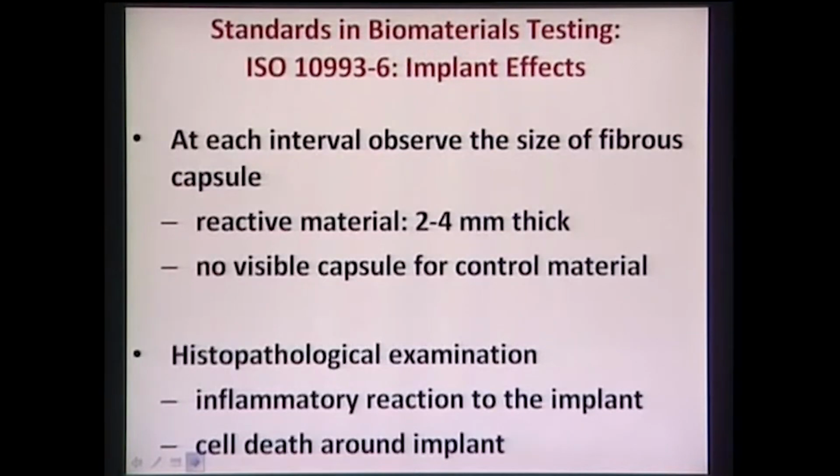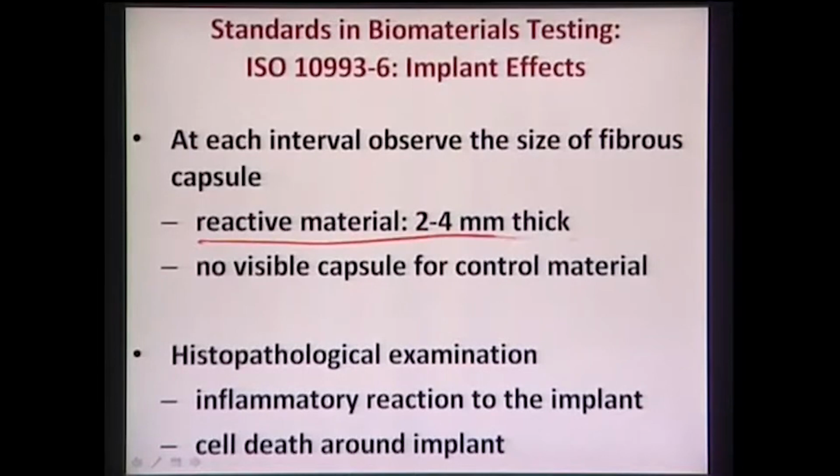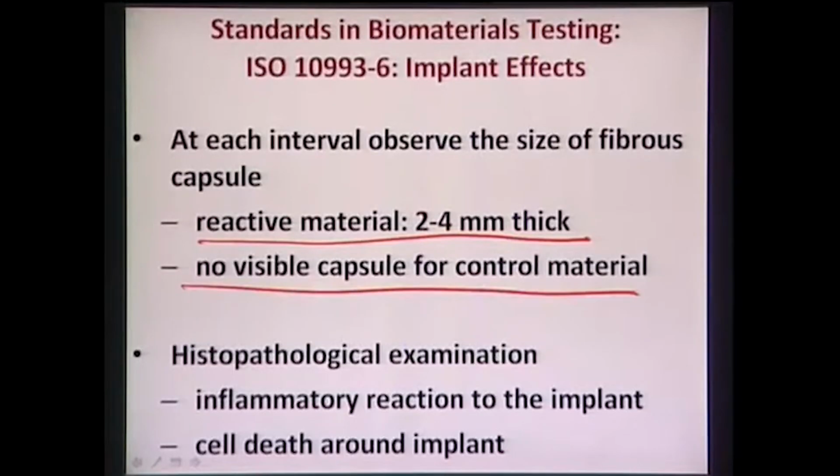Now, at each interval, what would be the interval that you will be observing? That depends on whether it's 1 week, 4 weeks, 8 weeks, 12 weeks, or 1 week, 4 weeks, 12 weeks. Now, this reactive material is typically 2 to 4 millimeter thick. What is reactive material here? That is just the material and the tissue surrounding, just adjacent to the implant, and there is no visible capsule on the control material.